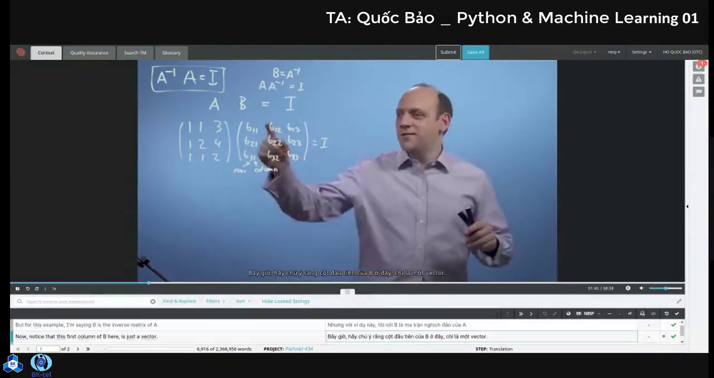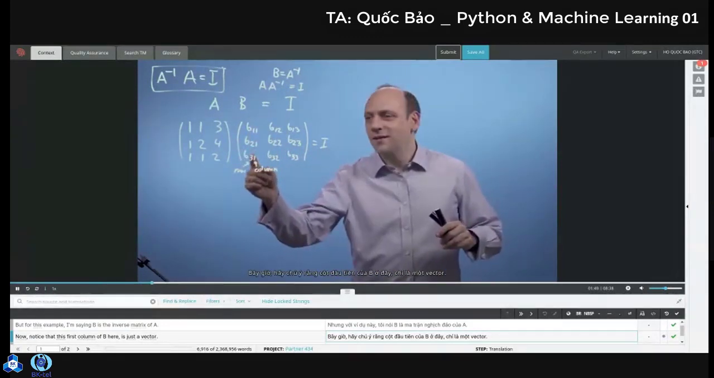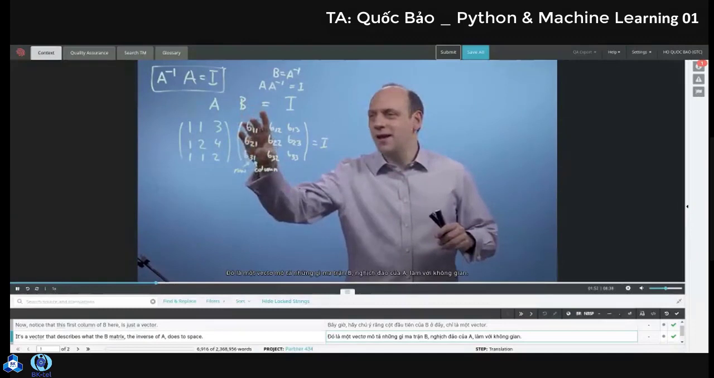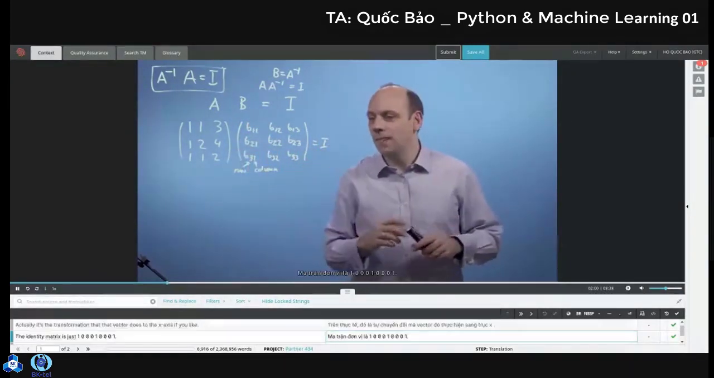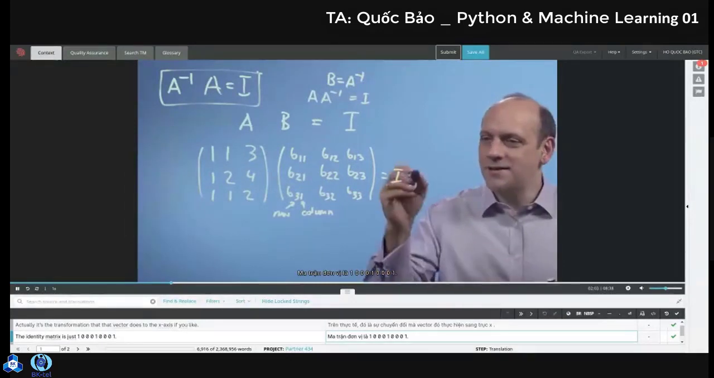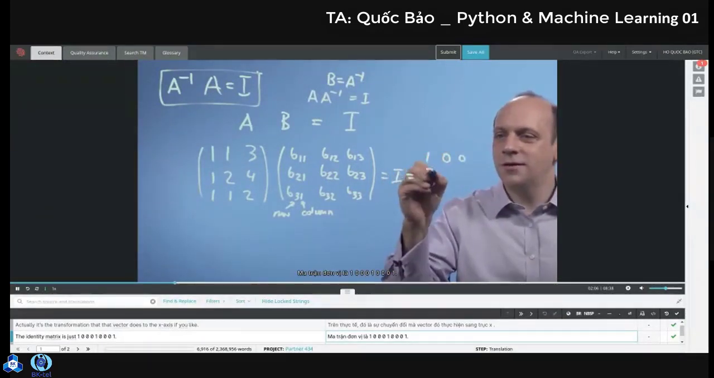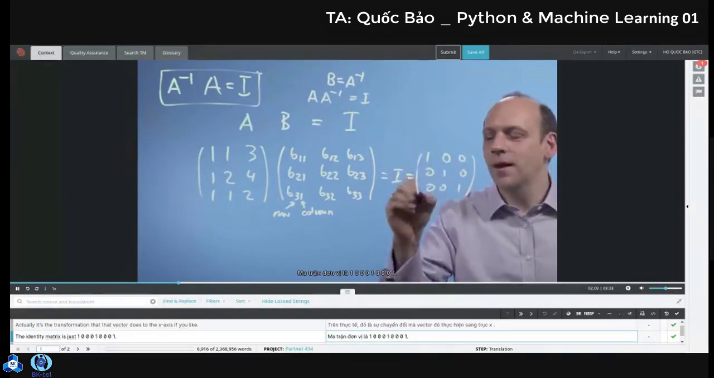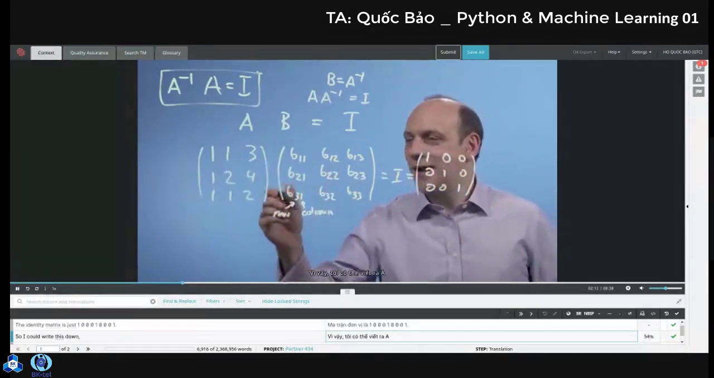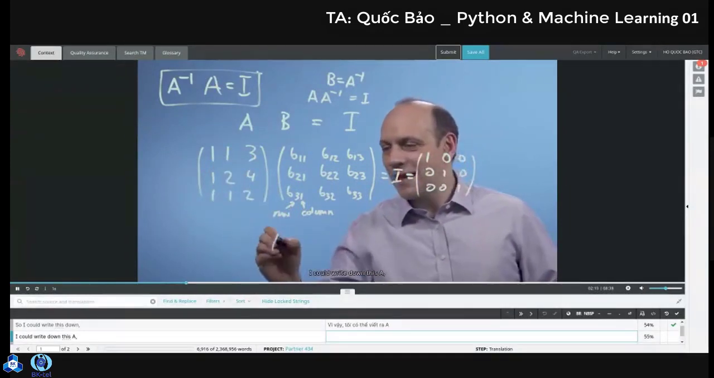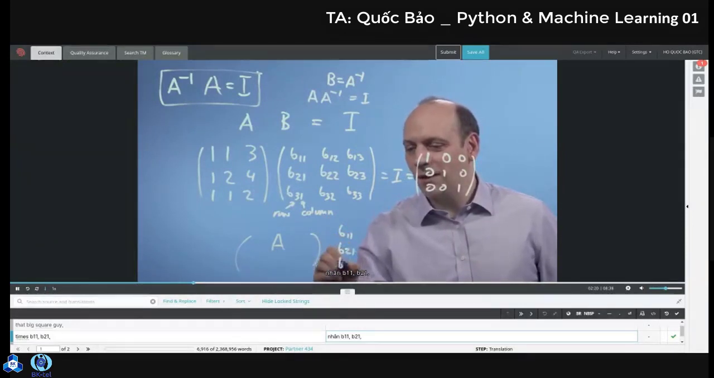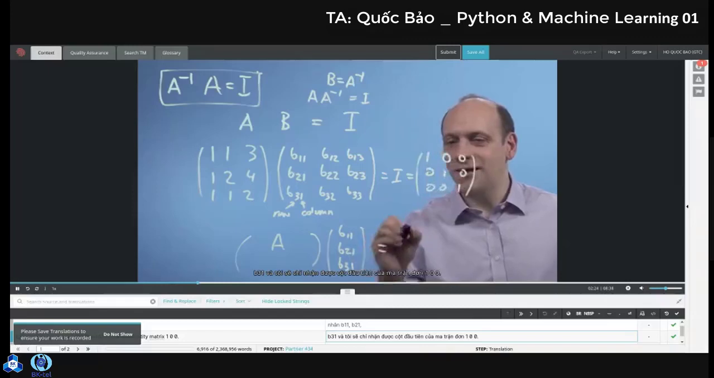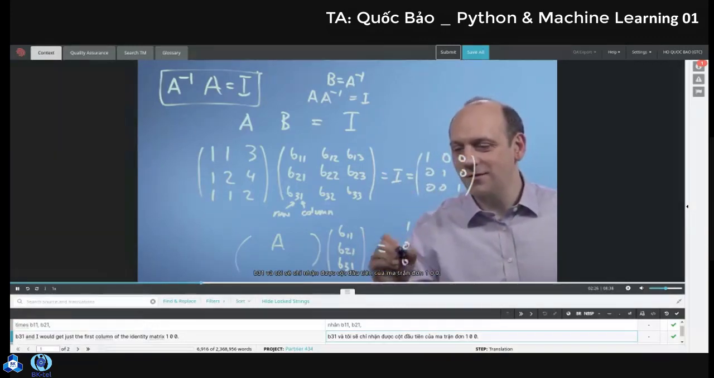Now, notice that this first column of B here is just a vector. It's a vector that describes what the B matrix, the inverse of A, does to space. Actually, it's the transformation that vector does to the x-axis, if you like. And the identity matrix is just 1, 0, 0, 0, 1, 0, 0, 0, 1, right? So I could write down this A, that big square guy, times B11, B21, B31, and I would get just the first column of the identity matrix, 1, 0, 0.